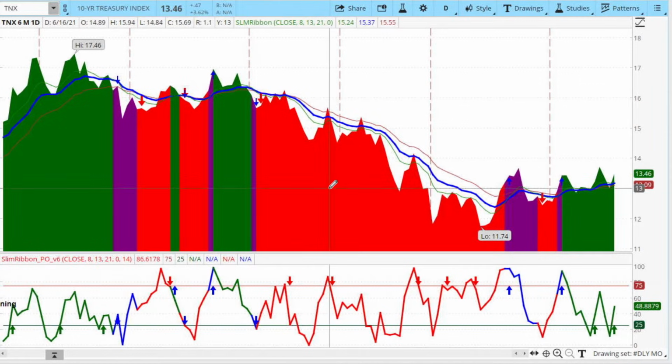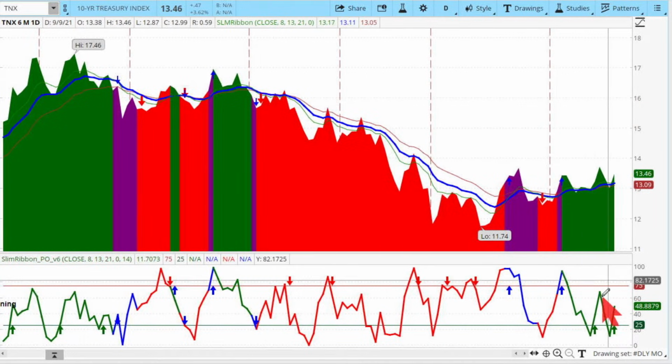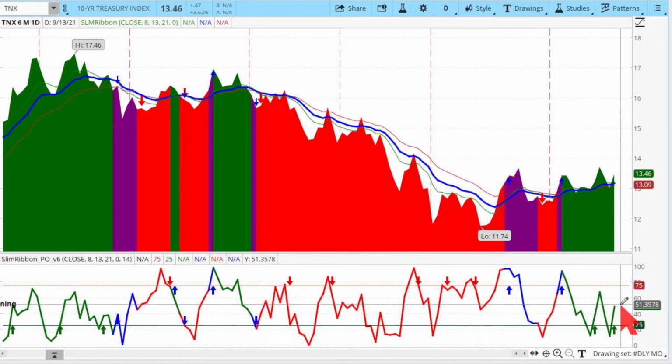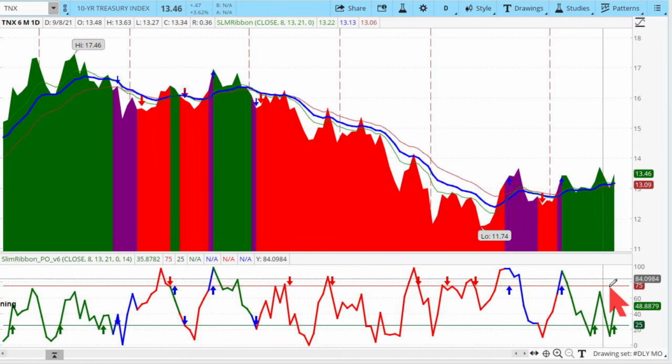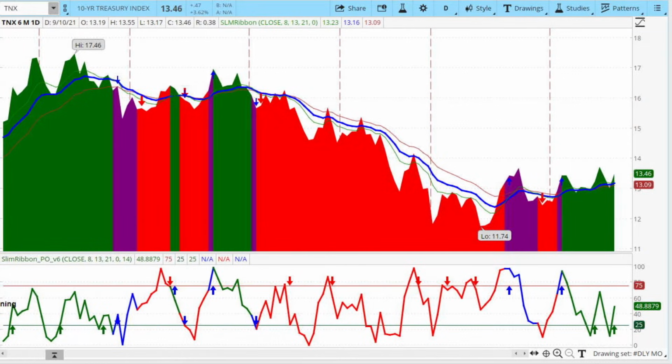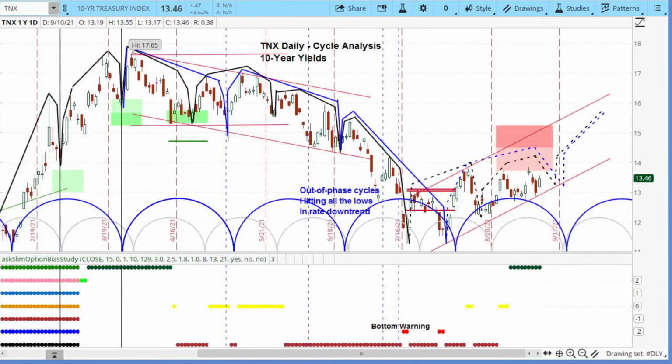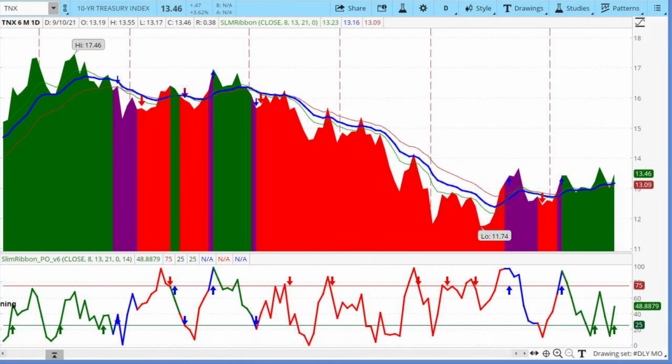This is the daily that we're looking at, and this is suggestive of the fact that interest rates are going up. Momentum conditions are supportive of that. So you have it not only here going in the option bias indicator, but you have it here on the momentum conditions saying interest rates are going up.